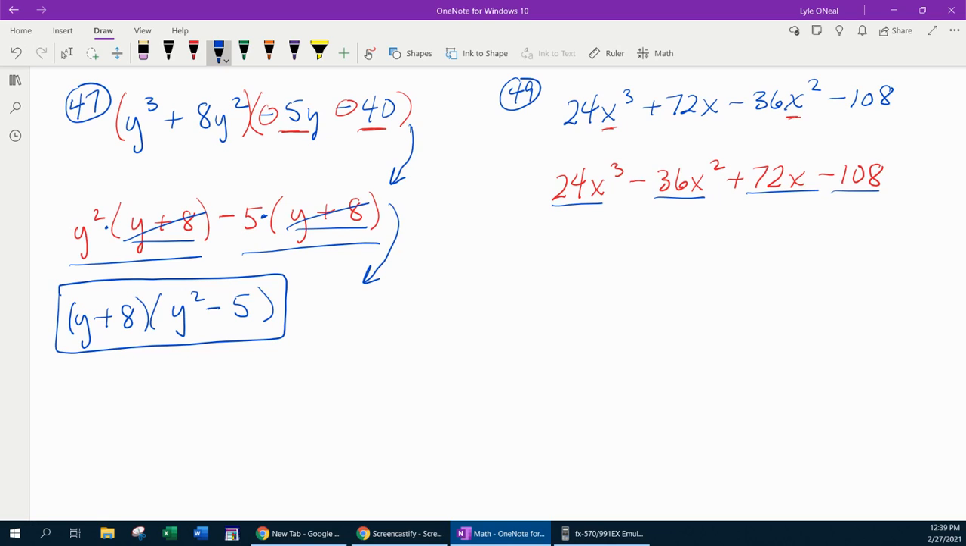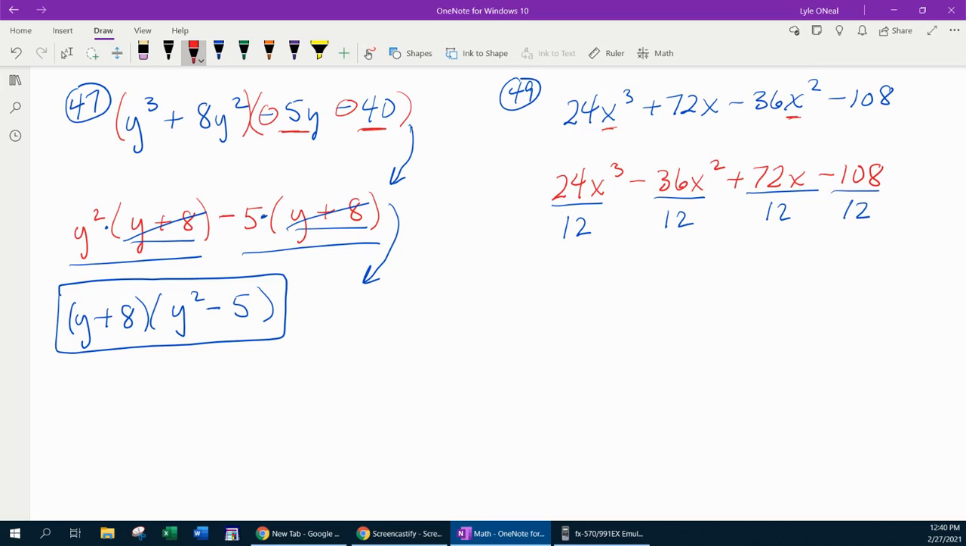And that may not be obvious to everybody. You may look at that and divide by 2, and then notice that more stuff can come out. So you do need to take out the greatest common factor. And again, that may require 2 or 3 steps, making sure that you take out as much as you can before you move down your checklist.